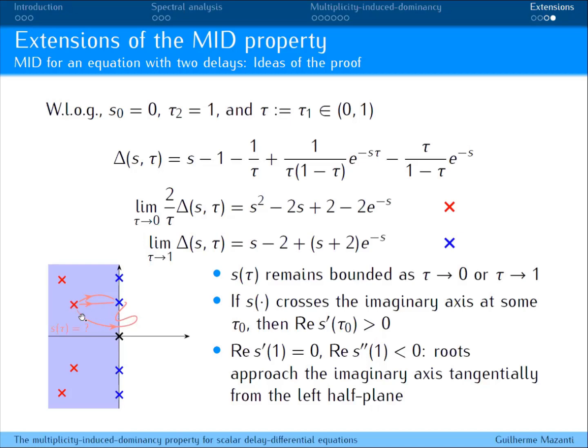Okay, so the only possibility is that if I lose dominance at some point and I have a root that crosses, since they remain bounded and they cannot cross back, the only possible situation is that they converge to a blue root as tau tends to 1. But by studying the first derivative of s and the second derivative of s at 1, we can show that roots necessarily converge to these blue roots from the left and not from the right, meaning that the situation that I just described is also impossible, and you cannot have roots here in this right half plane. So all my roots are here on the left. And so we have the dominance of these roots for all parameters between 0 and 1.